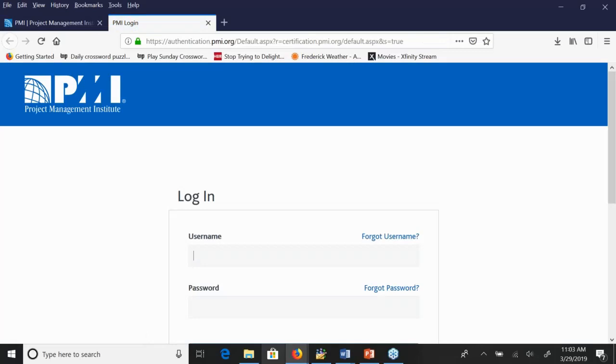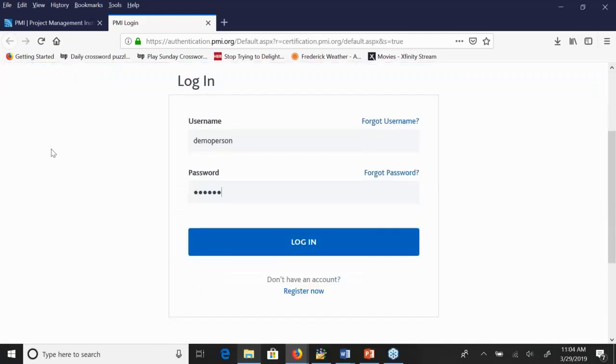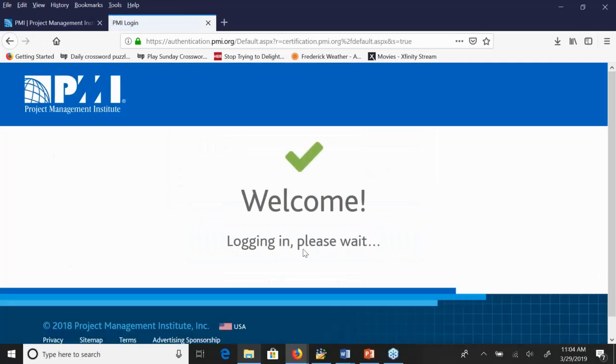Carl, how much is this where I have to pay for my PMI membership? No. You don't have to go there. That's the nice thing about this. You don't have to actually pay for your PMI membership yet. All you have to do is put in your login. So I'm going to go ahead and put mine in. Mine is demo person. Let me log in as demo person.